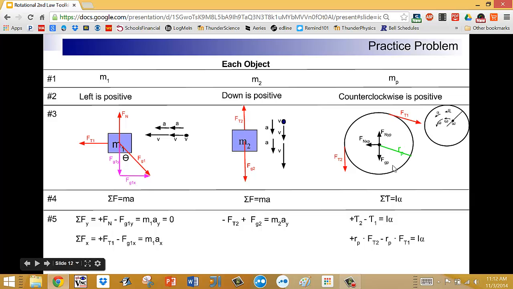Likewise for Ft1, it's also going to have a torque, but it's going to be negative Rp times Ft1. According to the rotational version of Newton's second law, that's going to equal I alpha. So these are the three equations for each individual object.